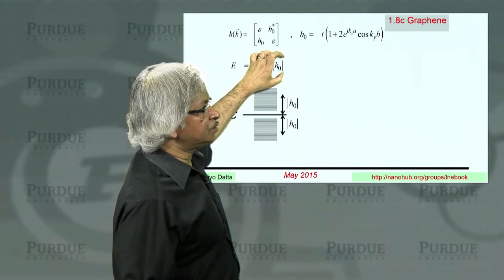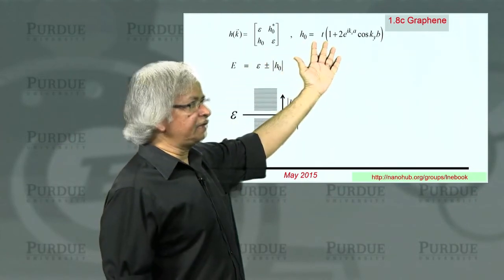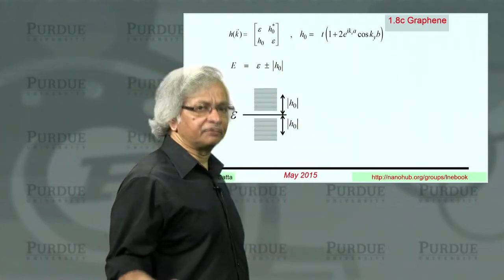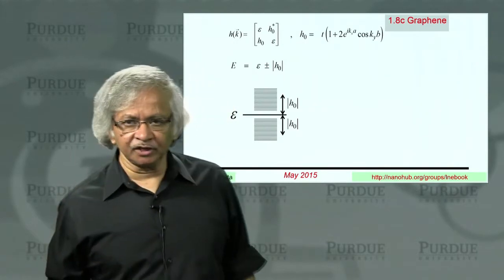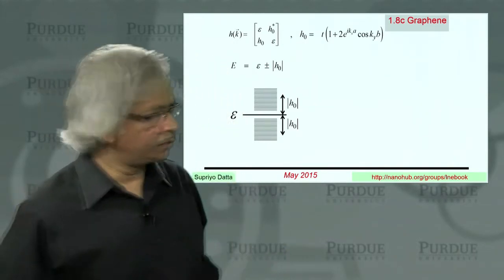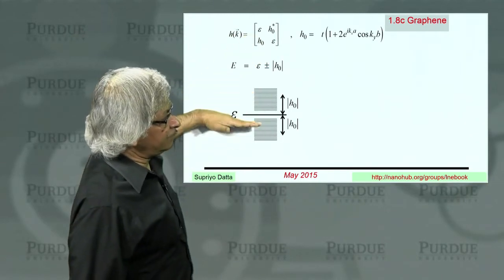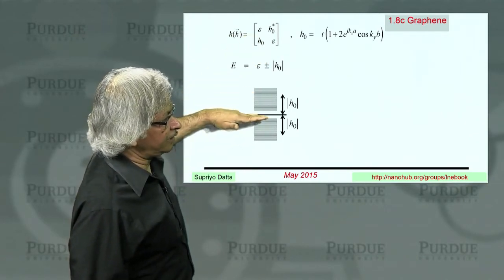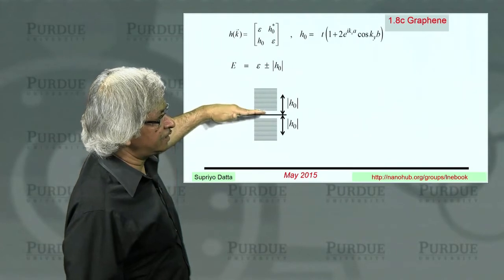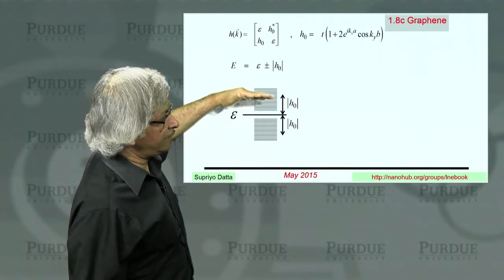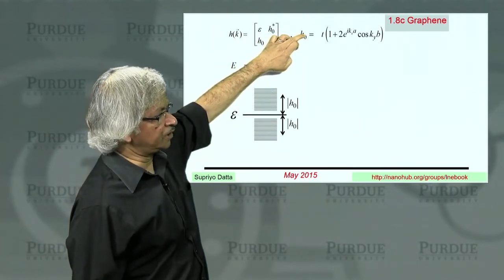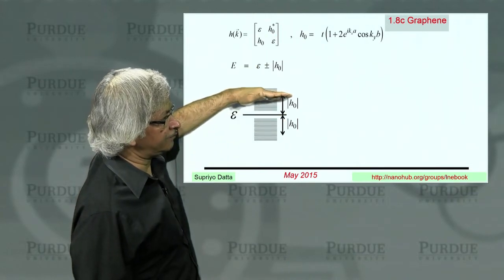And what is the magnitude of H0? Well, that's this quantity. So if you want its magnitude, you'd have to multiply it by its complex conjugate and take the square root. Now, these eigenvalues will all look symmetric around the epsilon. So if the epsilon is here, for some k, since H0 depends on k, you might get a level here.